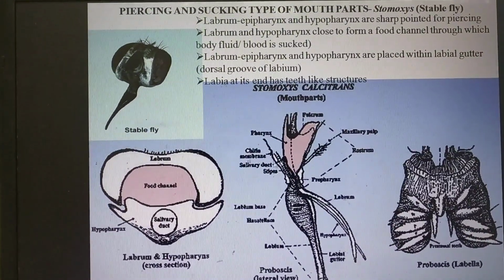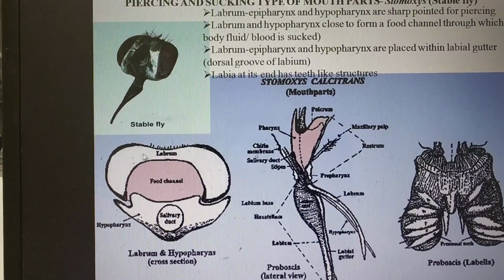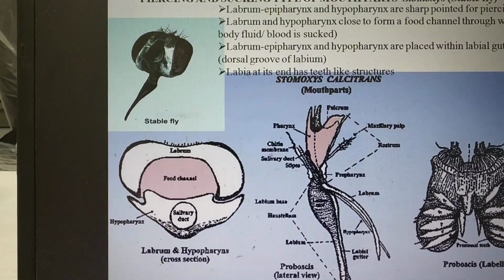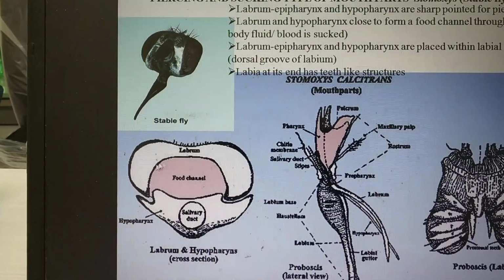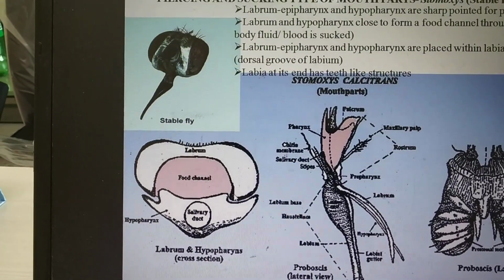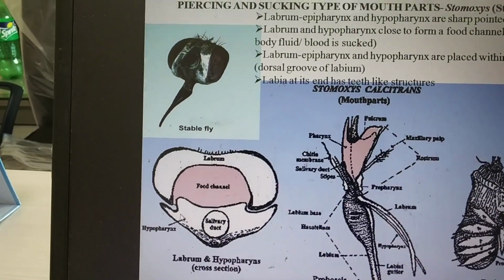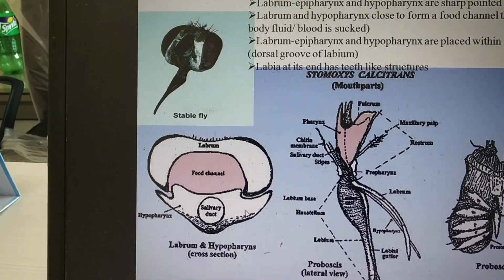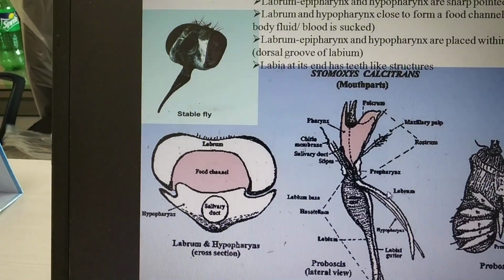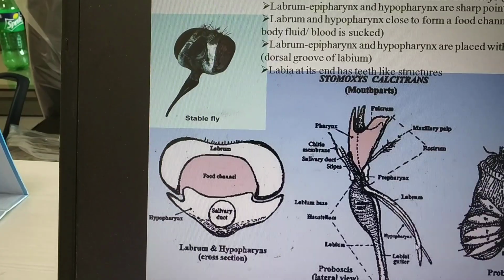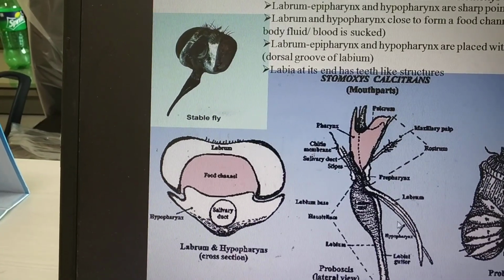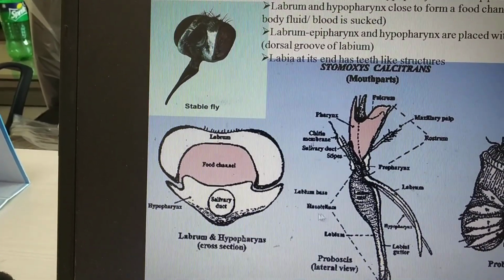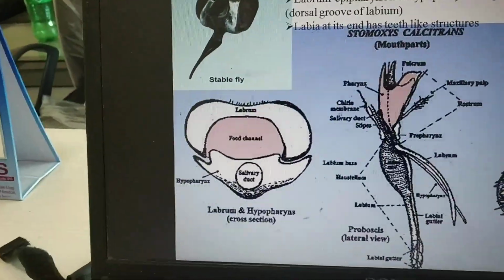So you can see the labrum here, and then this is the hypopharynx. Labrum and epipharynx are fused, so labrum epipharynx, and this is the labium hypopharynx. As you can see, the labrum and the hypopharynx form the pointed structure, and these are the piercing structures.